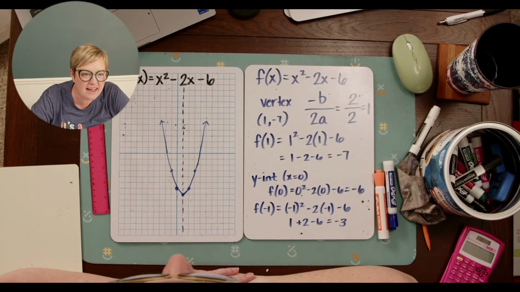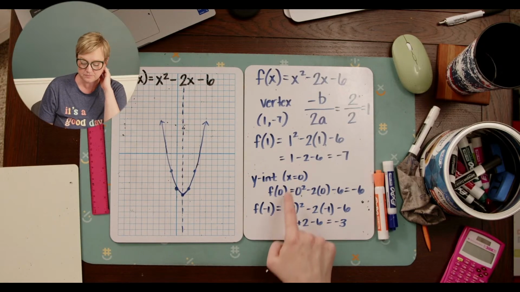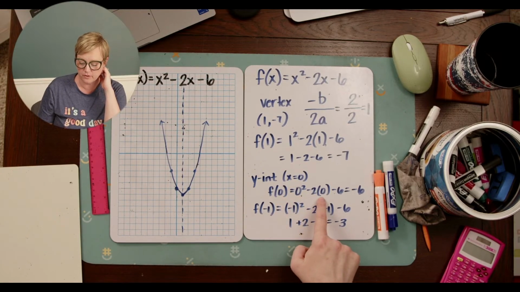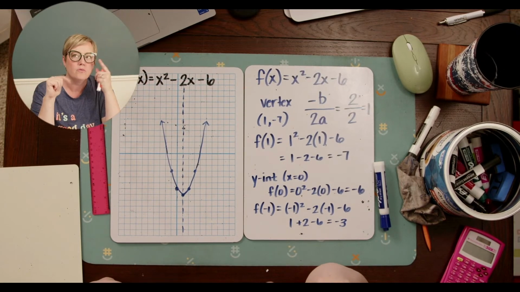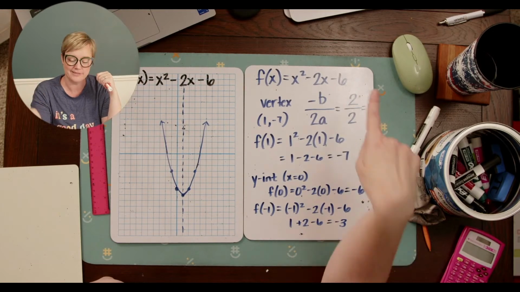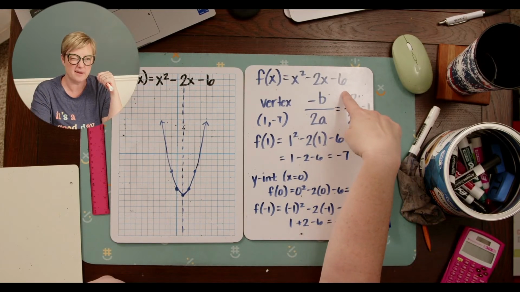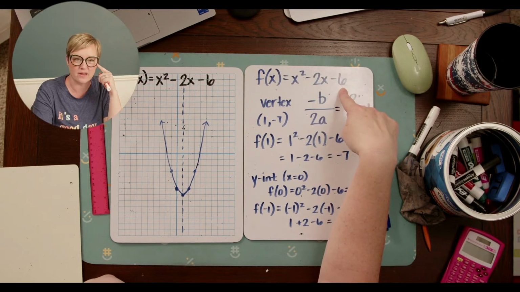Okay, let's see. The y-intercept is where x is 0. So you just plug in 0, but you can also look at, just like in y equals mx plus b, the b is always the y-intercept. That negative 6 there is always where the y-intercept is going to be all the time.